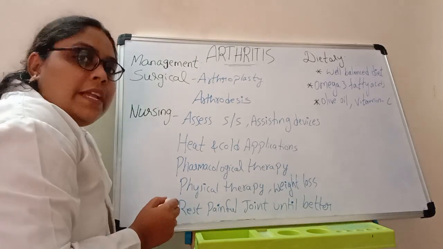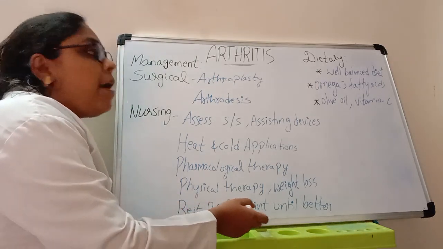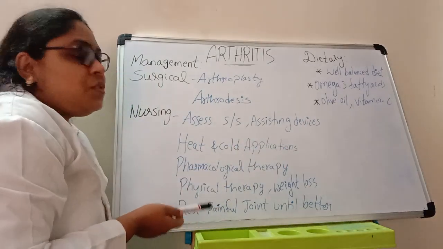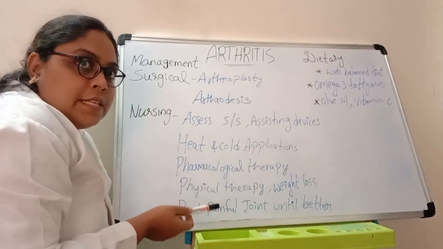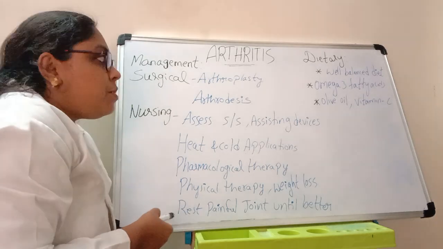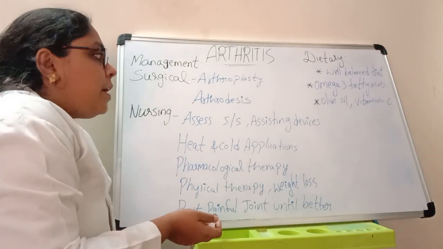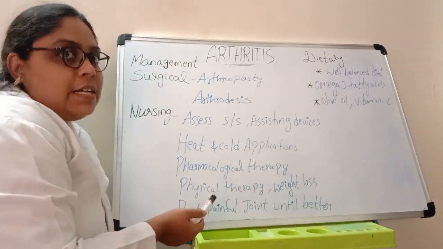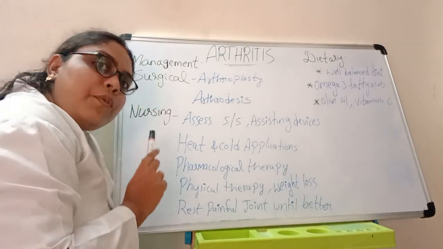This is the main thing you have to focus on. So how do we rest the painful joint? By using any assisting devices. What are the assisting devices we are giving for the patient? Like any walker, splint, braces, supporters, etc. We are giving the patient these to support the joint and make the movement easy. So you have to educate them how to use these devices. This is the main role of nursing management you have to do.